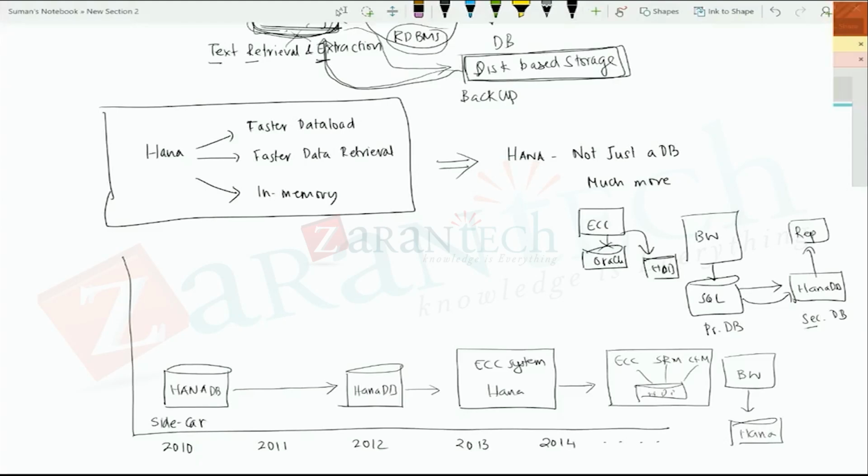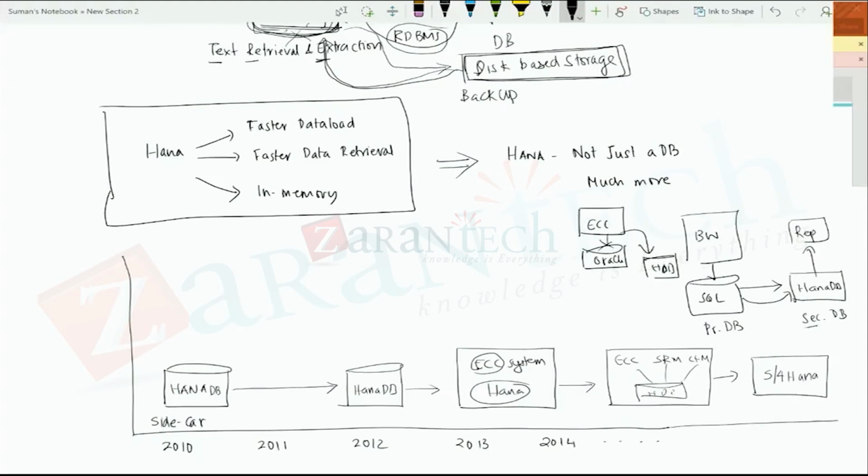And now SAP is slowly realizing that there are much more benefits to this SAP HANA. Why do we have a separate ECC system and a separate HANA system? Let's combine the functionality and bring a product called S4 HANA. This is the newer version of systems that you will see. That is a newer version of SAP's ERP product, what is called S4 HANA.